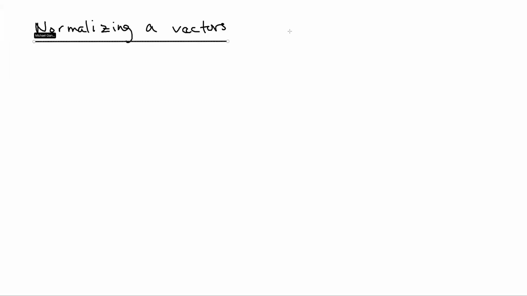And then next, normalizing a vector. Okay, so let's say, given a vector a, if we were to normalize vector a, then we would find a vector u that points in the same direction as a but has length 1.